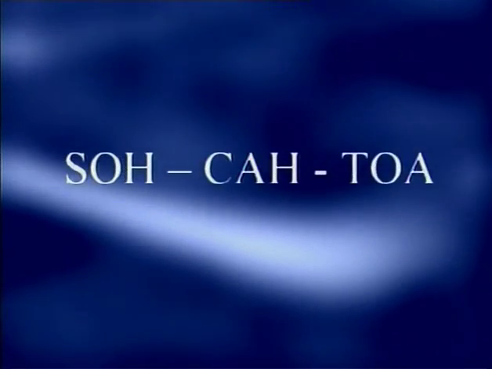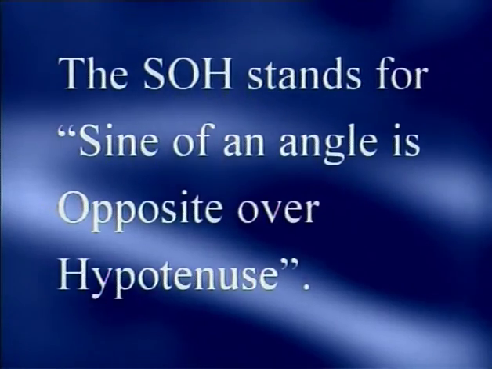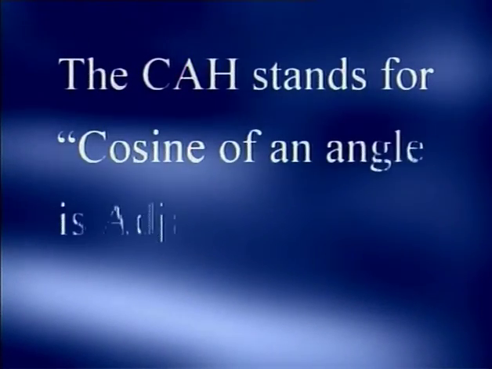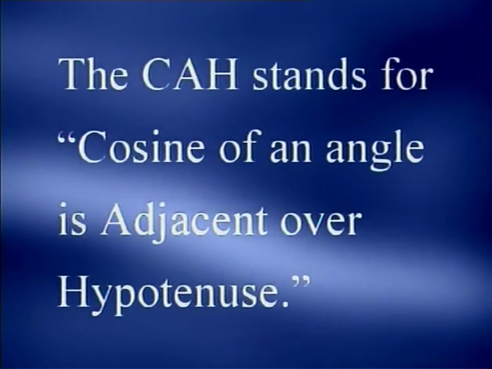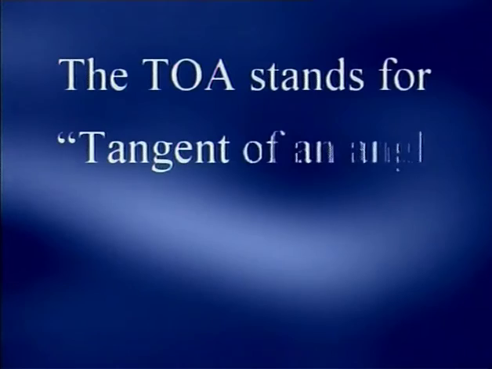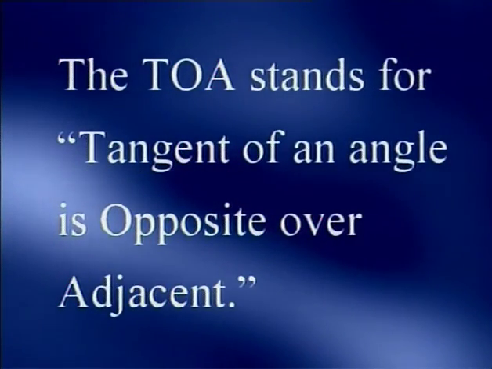It is pronounced as SOHCAHTOA. SOH stands for sine of an angle is opposite over hypotenuse. CAH stands for cosine of an angle is adjacent over hypotenuse. TOA stands for tangent of an angle is opposite over adjacent.